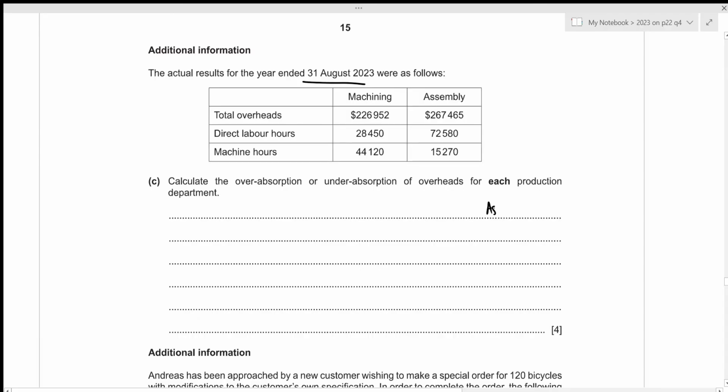This is for our assembly department. This is for the machining department. So in order to figure out the over absorption or under absorption of overheads, we just need to compare the actual total overheads to the budgeted total overheads. We're already given the actual total overheads. Let's write it down. For machining department, that's 226,952. For assembly department, that's 267,465. Now we need to calculate the budgeted total overheads.